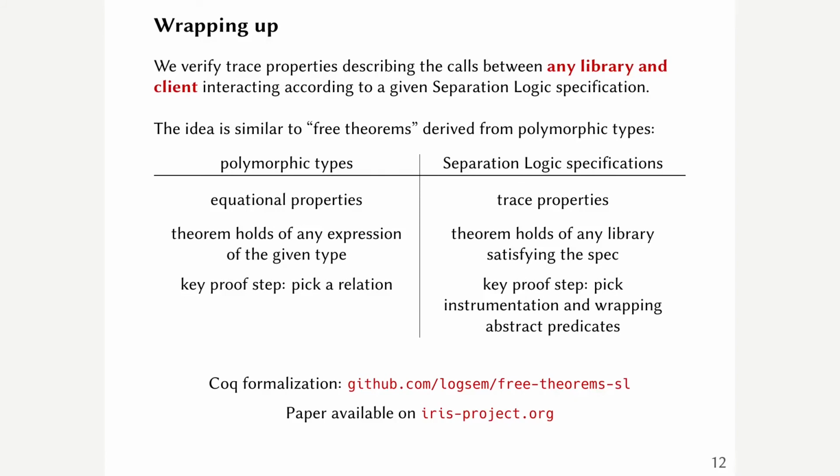And finally, in the case of types, the key insight one needs to come up with is typically choosing the right relation to instantiate the relational model. In our case, it's in picking the instrumentation and the wrapping abstract predicates.